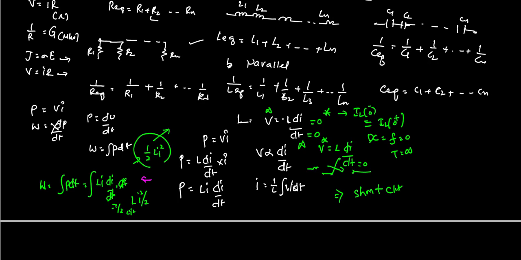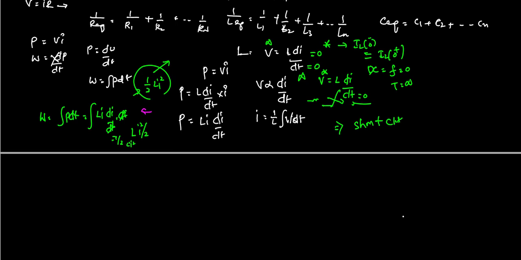Whenever the switch changes, the inductor acts as a constant current source for that brief time, and then it comes into the normal state. So you have to remember: within zero time the inductor acts as a constant current source. That is one point. For DC it acts as a short circuit.